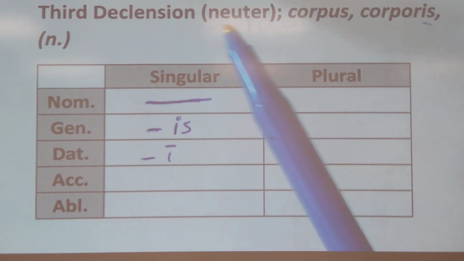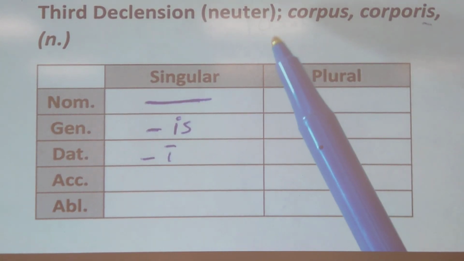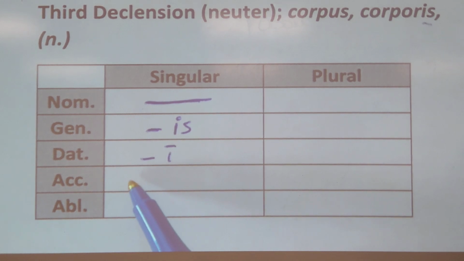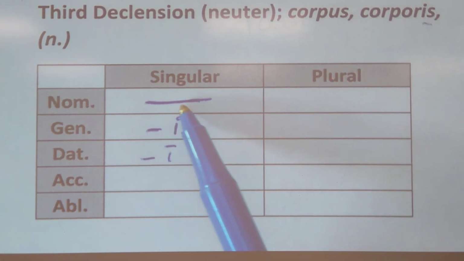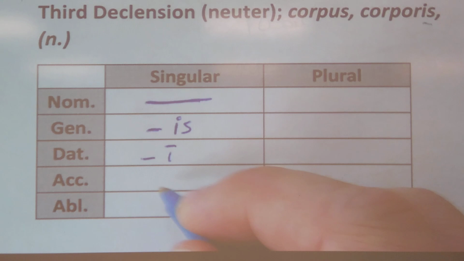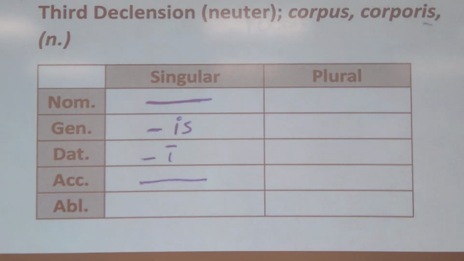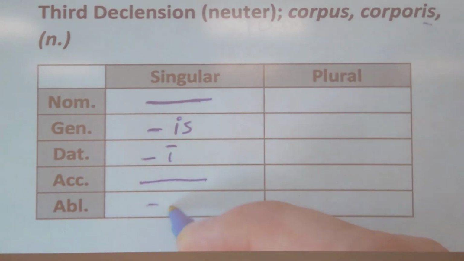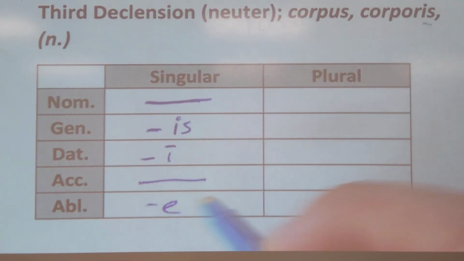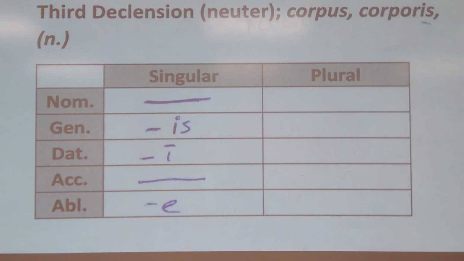But remember what we said before about neuter nouns in the Latin language? That means nominative is blank, accusative also has to be blank. In other words, it's the same as this. All right? And then the ablative, still going to be e. All right? Moving over to the plural.